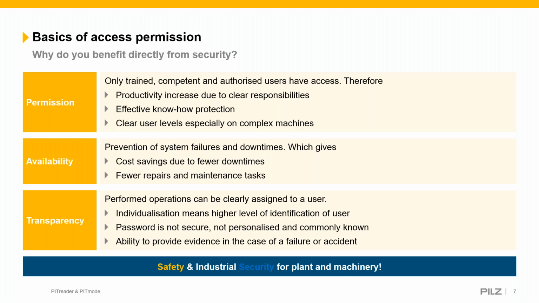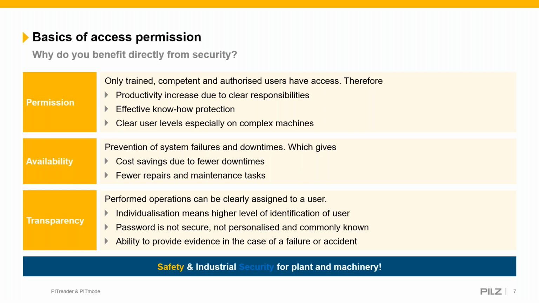So how can we benefit directly from security? With permissions, only trained, competent, and authorized users have access. Therefore, productivity increases due to the clear responsibilities that they have. Effective know-how protection, and clear user levels, especially on complex machines. As mentioned with the HMIs, not anybody can just go up to an HMI screen and gain access to it. We also have availability, so prevention of system failures and downtime, which gives you cost savings due to fewer downtimes and fewer repairs and maintenance tasks.